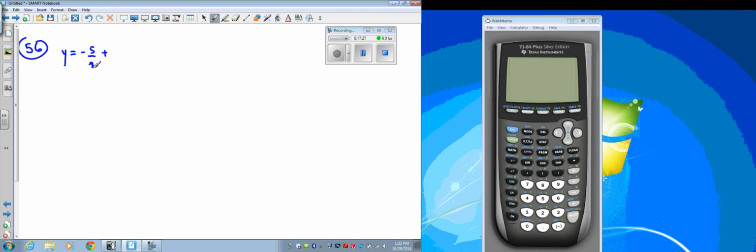plus, I guess none of these do everything. I wish that it had an amplitude change, but it doesn't. Cosine of 3x minus pi over 6. Now, recall the form we're looking at is y equals c plus a cosine b times x minus d.